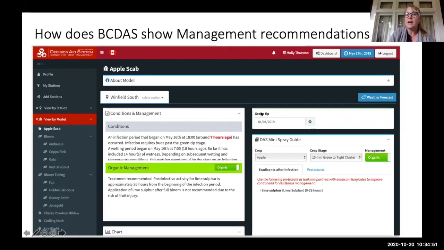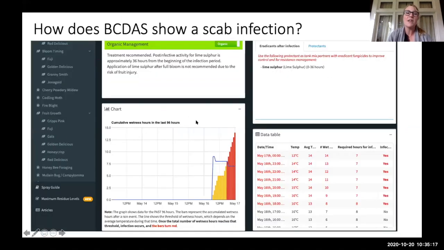Then if we go into an actual scab period, and here I've pulled one up from the past, this is where it's a really clear indicator to growers that 7 hours ago we had an infection period that occurred. So now I'm going to be given a different eradicant recommendation so I can go in post-infection and do a treatment. So again, I'm offered the option of lime sulfur because it's an organic orchard, not a whole lot of options. But there's other options available to our conventional growers. And that's the great thing about the DAS system is we have both organic management recommendations as well as conventional recommendations. The other thing I really like about how the information is displayed for our growers is there's a chart here.